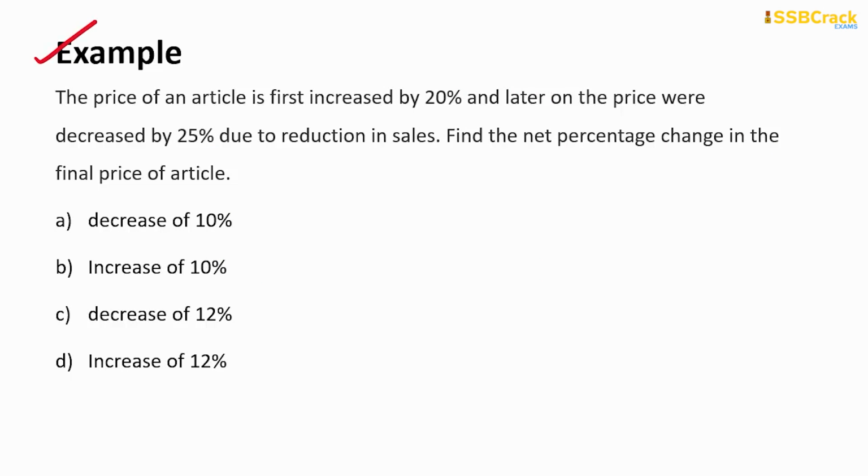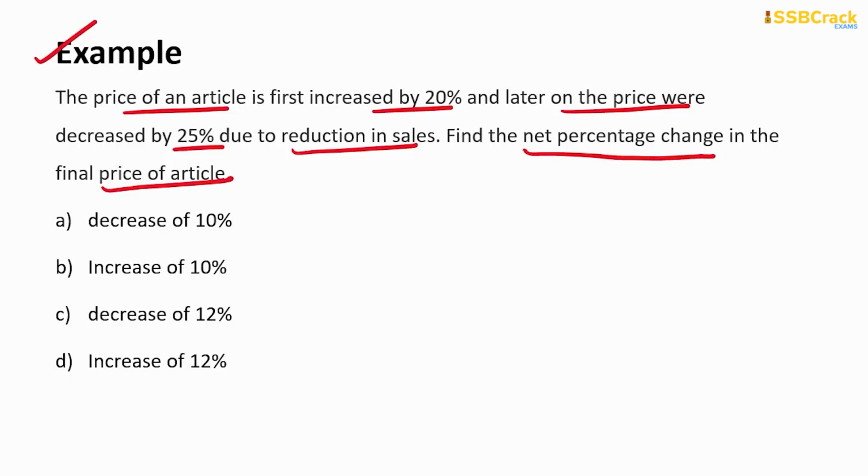So this is the example and it states that the price of an article is first increased by 20% and later on it is decreased by 25% due to reduction in sales. Then find the net percent change in the final price of the article. So here we are given that the price is first increased by 20%, that is x will be plus 20. Right? And then the price is decreased by 25%. So here our y will be minus 25.